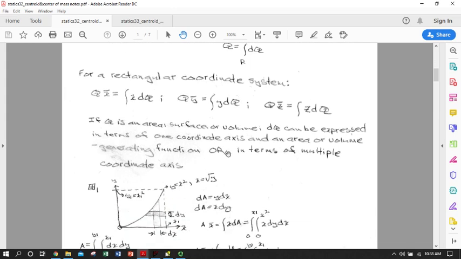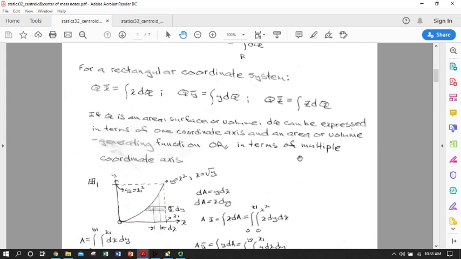Okay. So just making sure we caught everything. If Q is an area or a surface or a volume, dq will be expressed in terms of one coordinate axis and an area or a volume. And you could express this in terms of an area or volume generating function. So this brings up different ways.